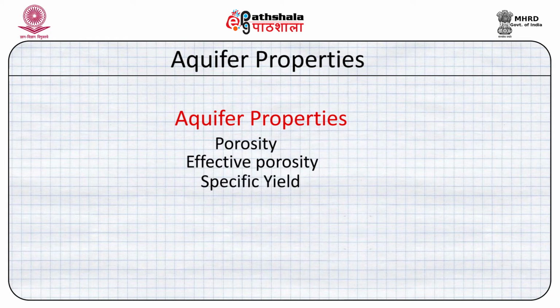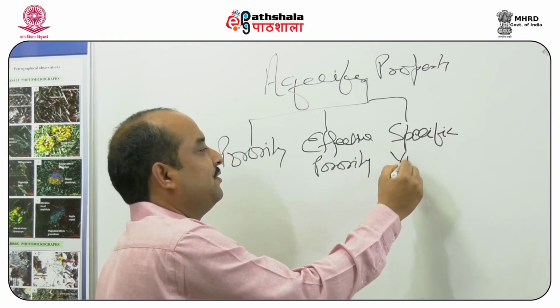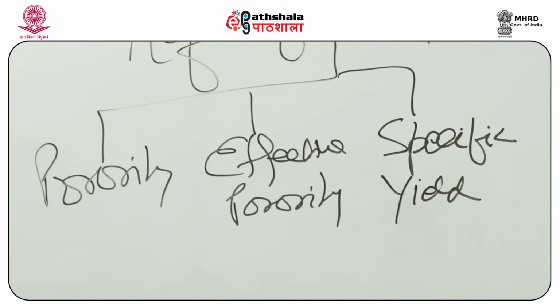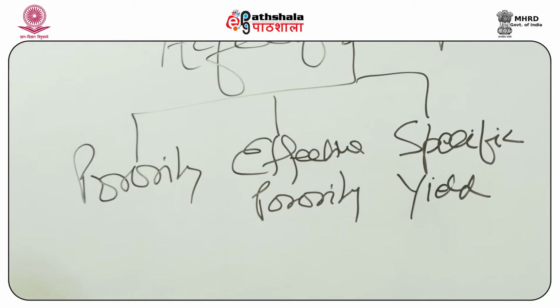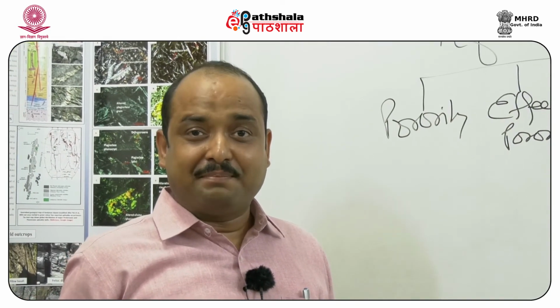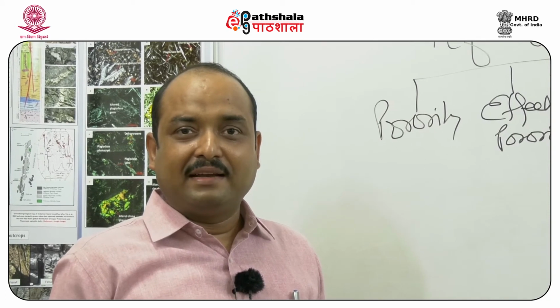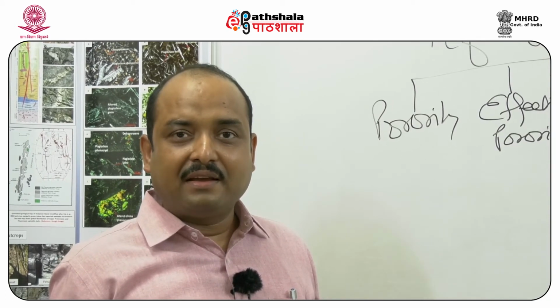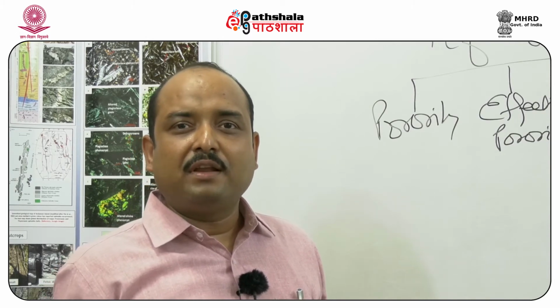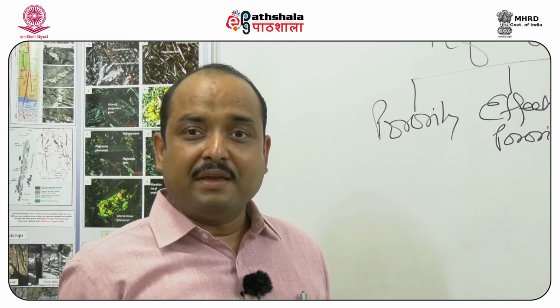Now, what is this specific yield? I think you remember we talked of yield of water, and this is a specific yield. It's the volume of water which is drained out of the aquifer that matters to us. Volume of water drained out of the aquifer under influence of gravity to the total volume of the formation.